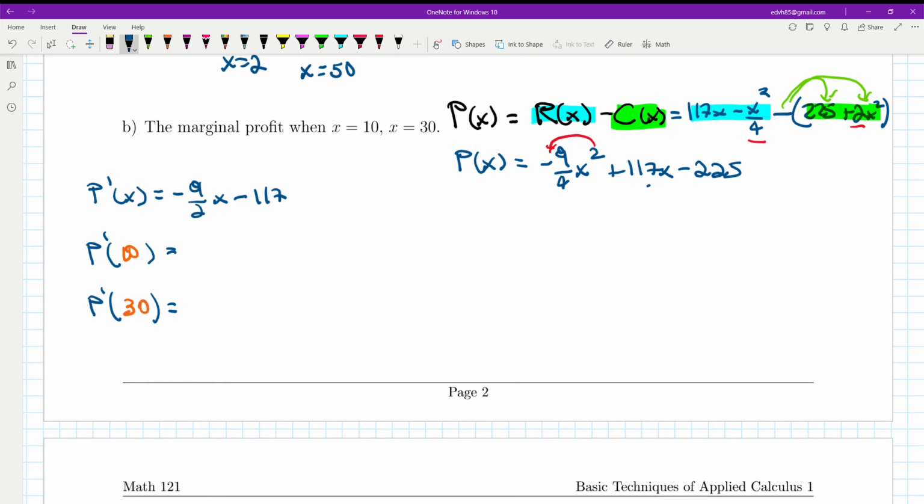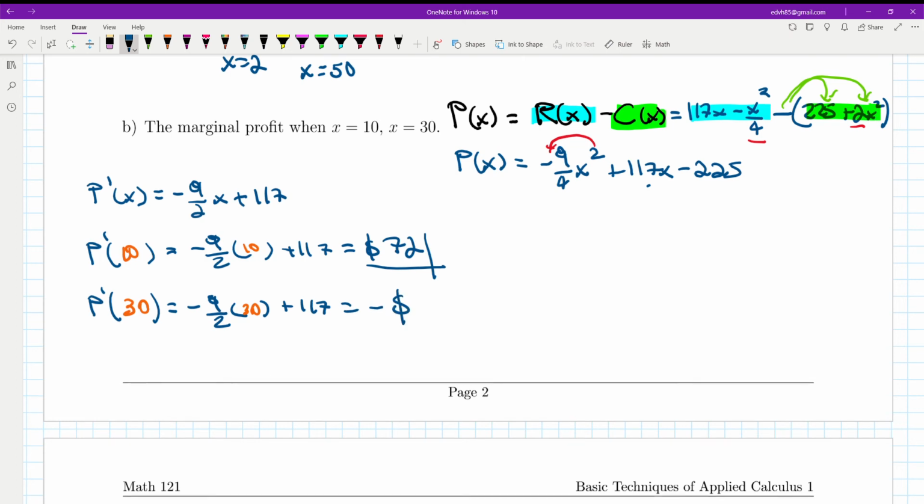So negative 9/2 times 10 plus 117, well, actually that's a plus, not a minus. Plus, and negative 9/2 times 30 plus 117, times 10, 30, and in each case we are going to get $72 and negative $18. So we need to be very, very careful here when interpreting this second result.